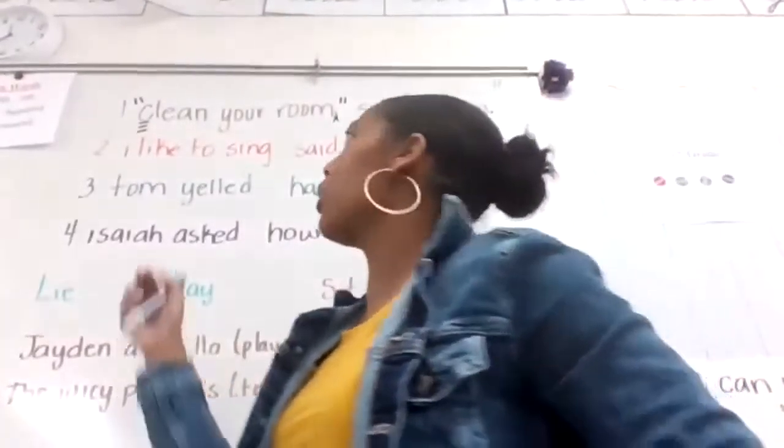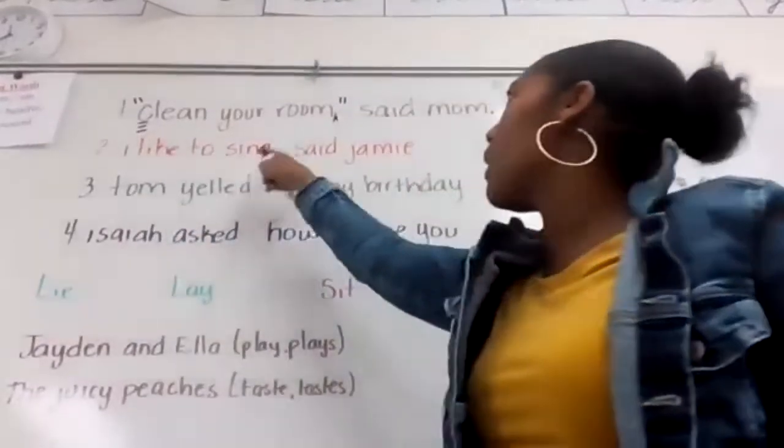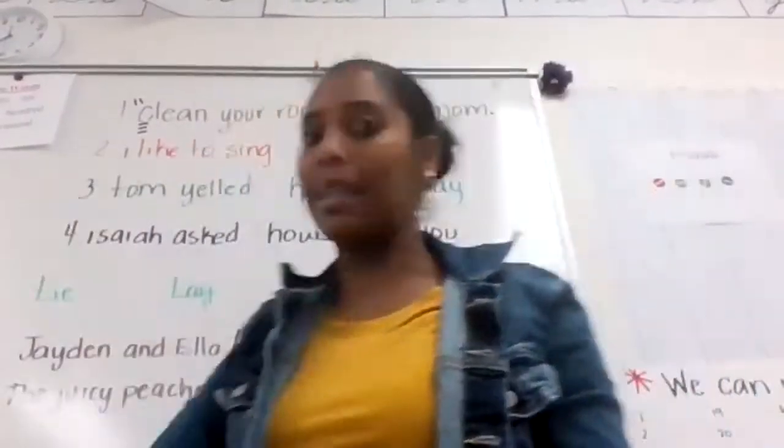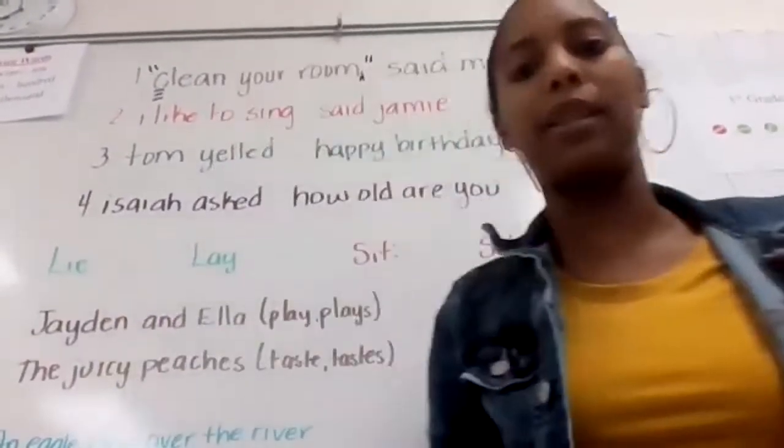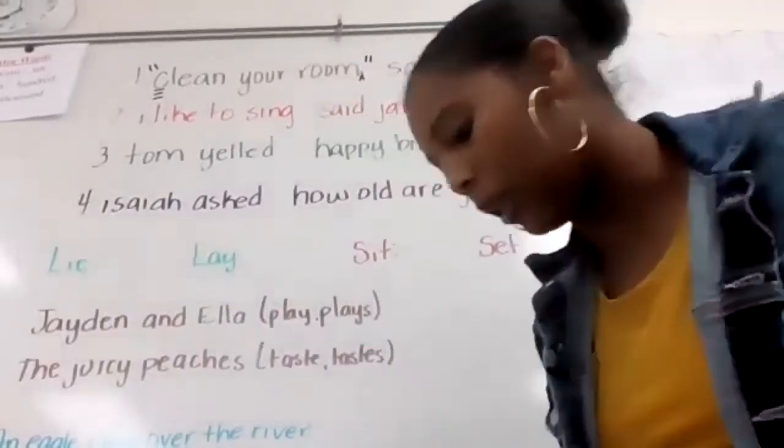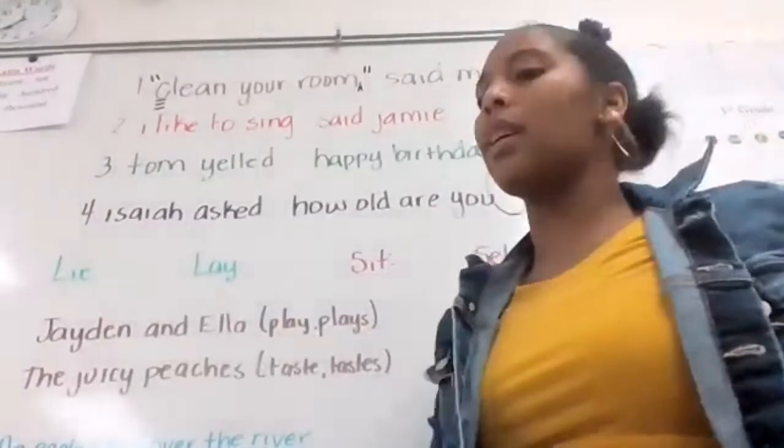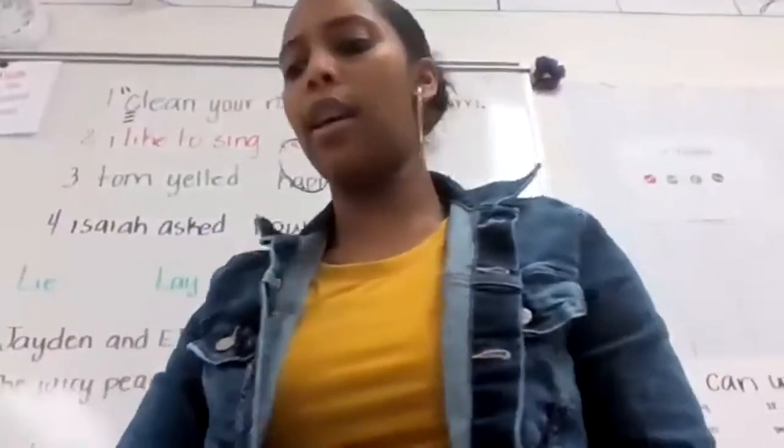So let's try number 2. "I like to sing," said Jamie. So it's the exact same as the first one. It's a different sentence, but as far as how to punctuate it. Okay. Go ahead and write this one. I like to sing, said Jamie.